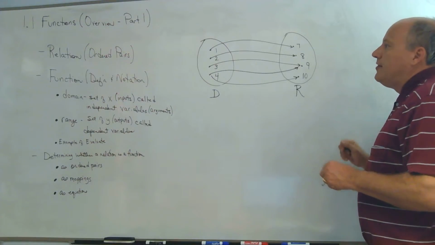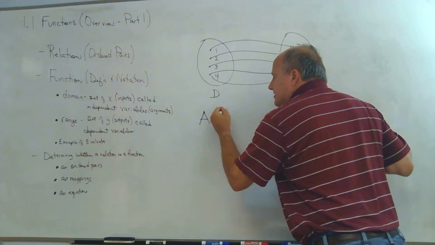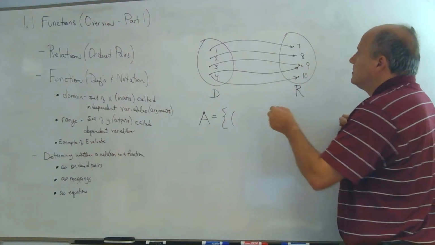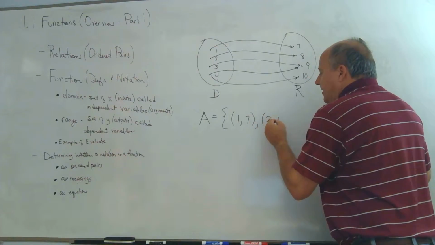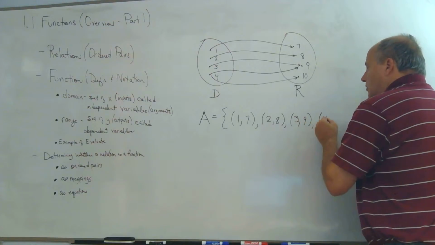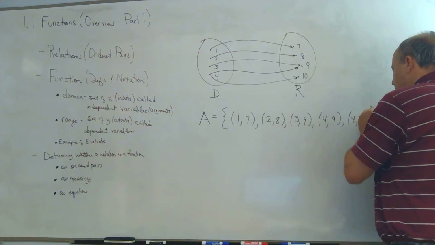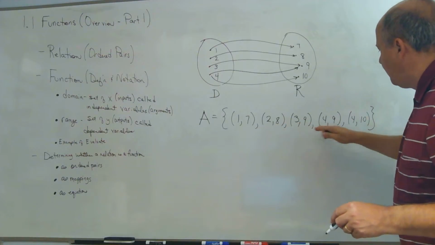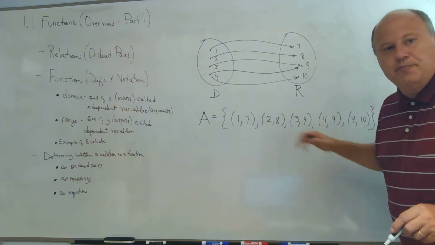So this relation here, and I'm going to call this relation A, is a set of ordered pairs. Ordered pairs have 2 coordinates. A 1 in this case will go to 7. A 2 will go to 8. A 3 will go to 9. A 4 will go to 9. And a 4 will go to 10. So that is a relation. And in that relation, there are 1, 2, 3, 4, 5 relationships, so there are basically 5 ordered pairs.